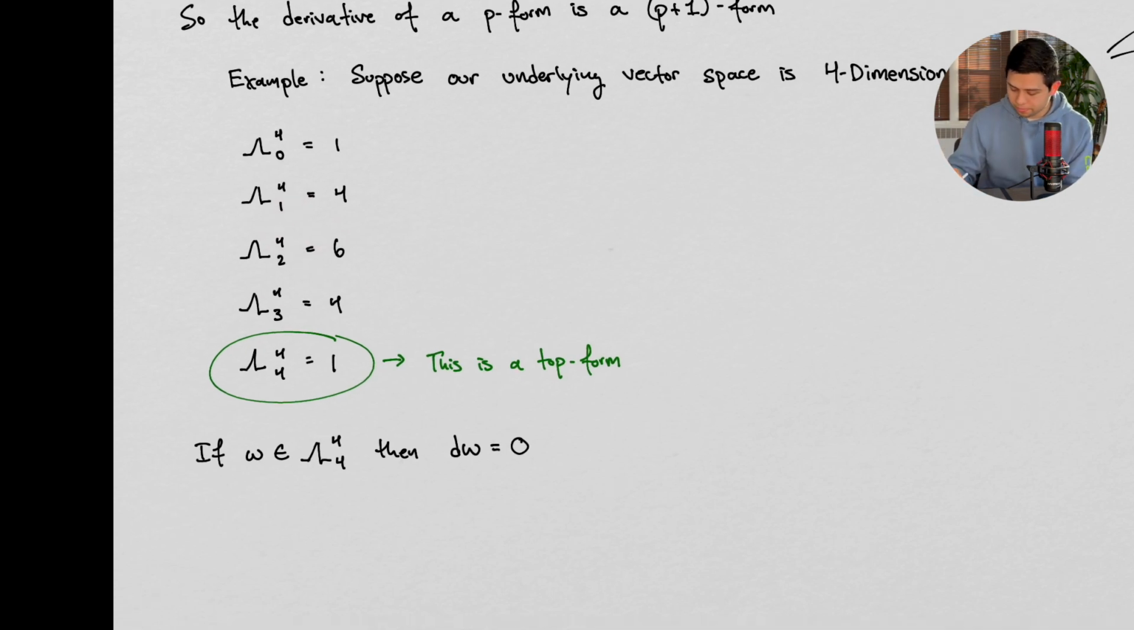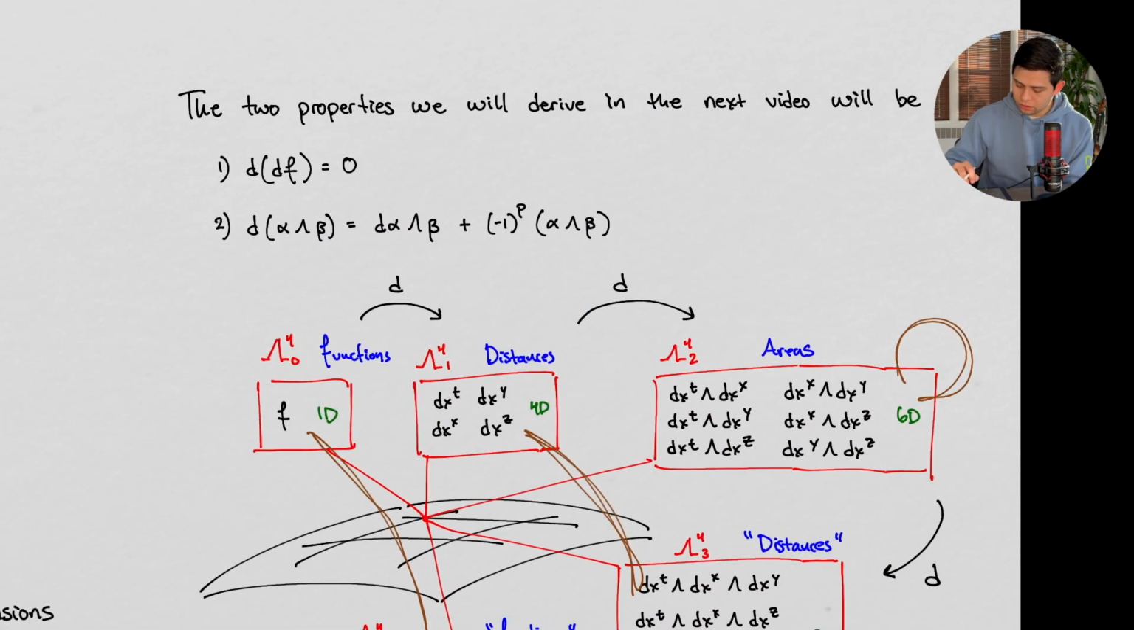All right. So the two properties of the exterior derivative are going to be these two guys right here. And we're going to actually derive these in the next video, right? So the derivative of the derivative of a form is going to be 0, and the derivative of two forms together is going to be this right here. Okay.